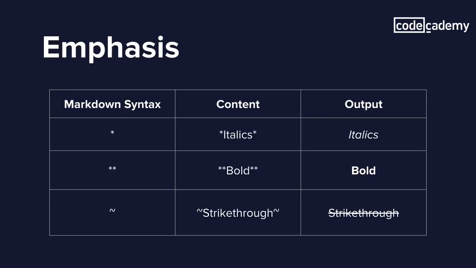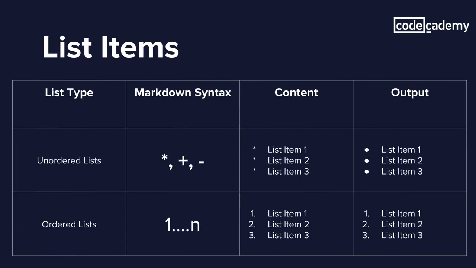For list items, we also have quite simple syntax we can use. To create an unordered list, you're given the option of using dashes, asterisks, or plus signs to put in front of line items, and this will create a bulleted list.